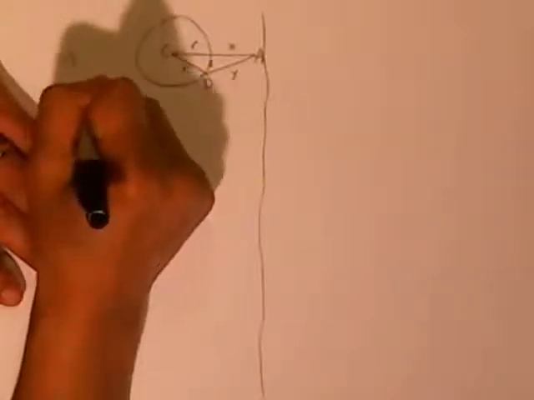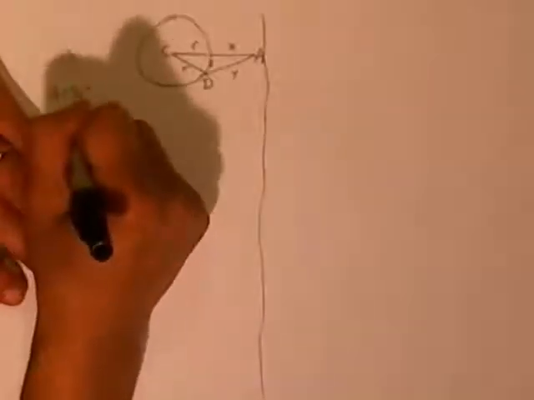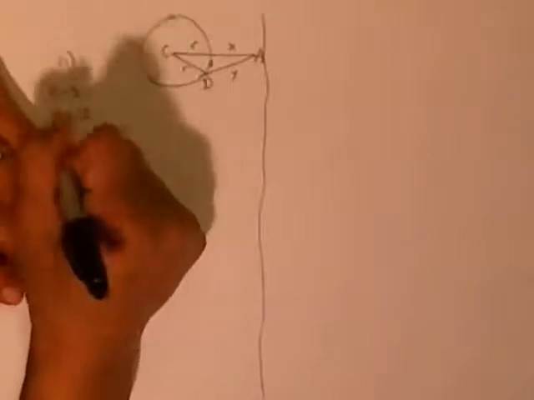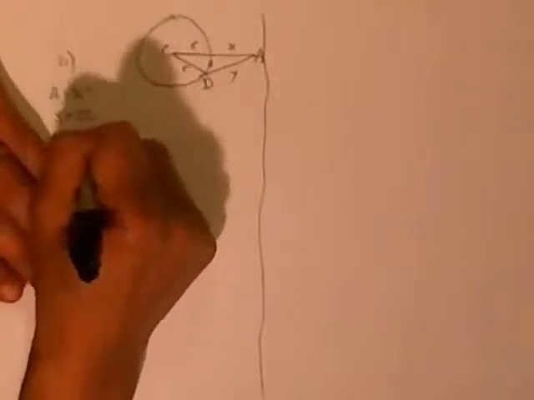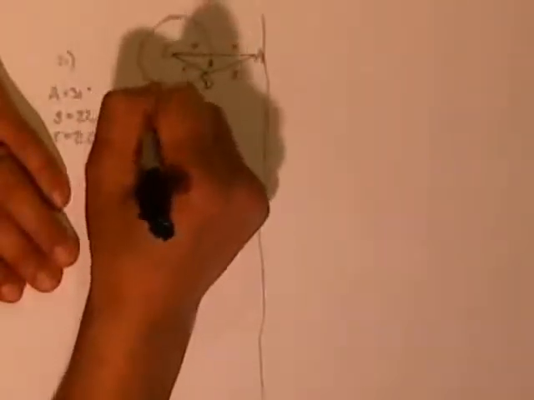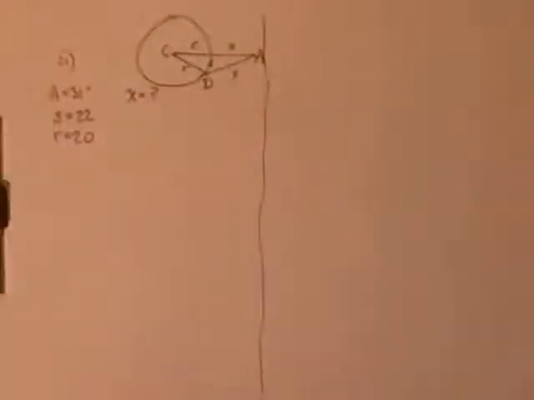Angle A equals 31 degrees. The arc length is equal to 22. The radius is equal to 20. And find x. That's what we're looking for. We're going to redraw. They give you the arc length s. From the arc length, you should be able to figure out what angle C is.